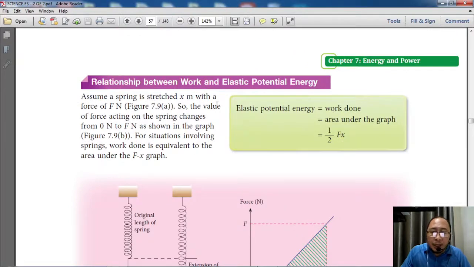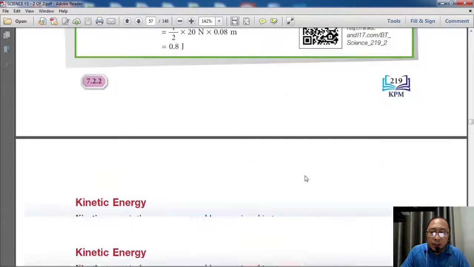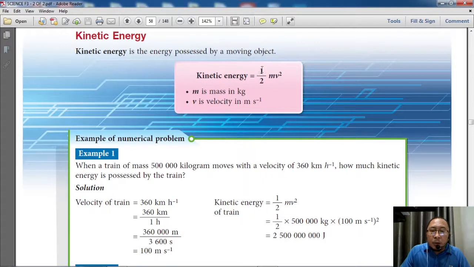And next, kinetic energy. The formula is 1/2 mv squared. So m refers to mass in kilograms, v is velocity in meters per second. So this is the formula. It means that you have to remember three formulas in order to calculate the different types of energy that we have discussed in subtopic 7.2.